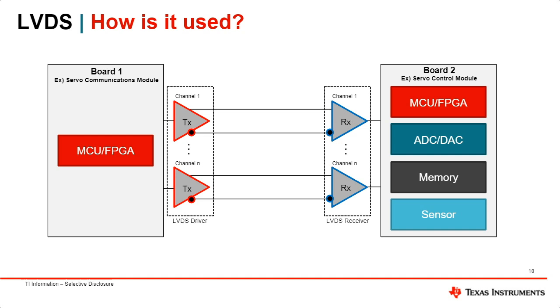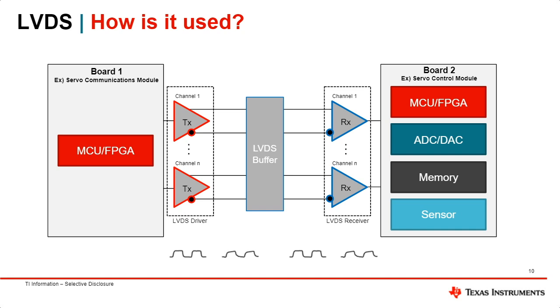Typically, this will consist of a LVDS driver that is used to translate a single-ended signal from your processor or peripheral device to LVDS, and then the LVDS receiver to translate that LVDS signal back to single-ended, which an ADC or microcontroller is capable of accepting. TI also has LVDS buffers in the portfolio that are used to repeat the LVDS signals, improving the signal integrity and reach of your LVDS link.